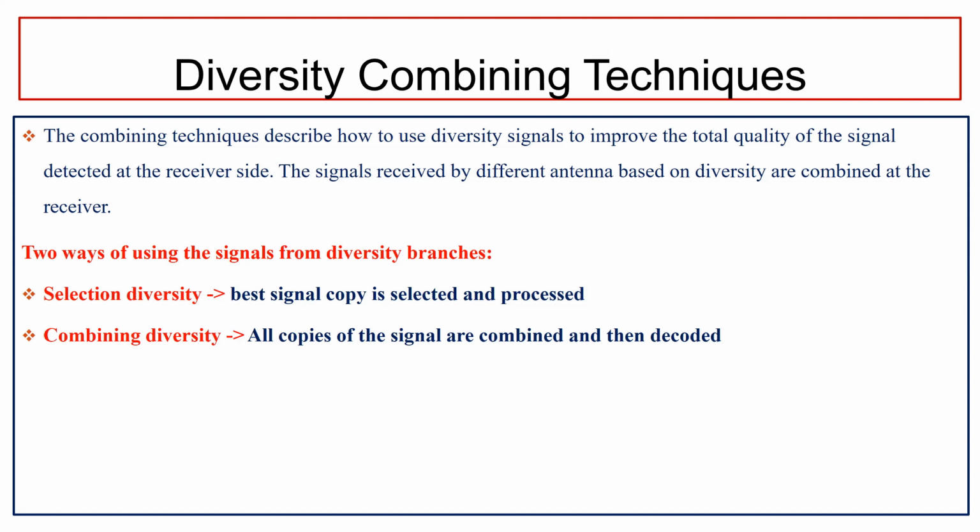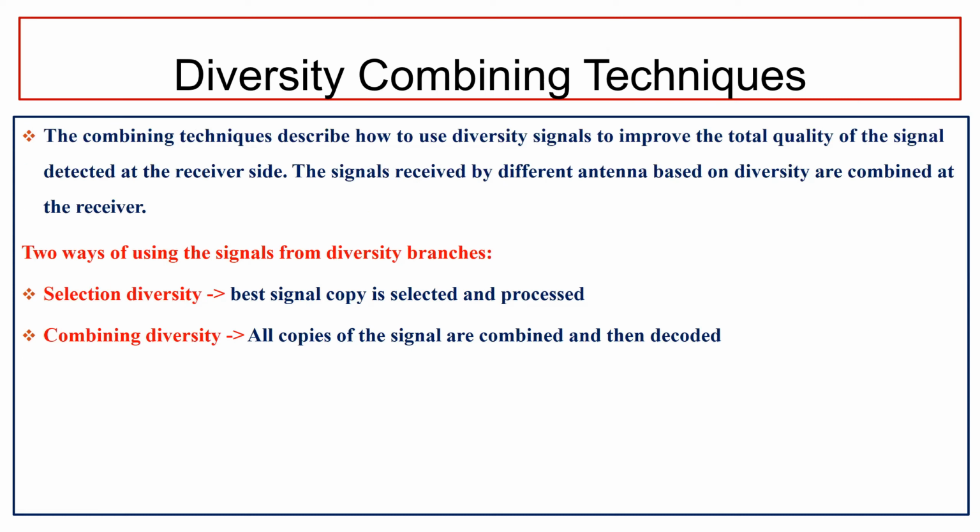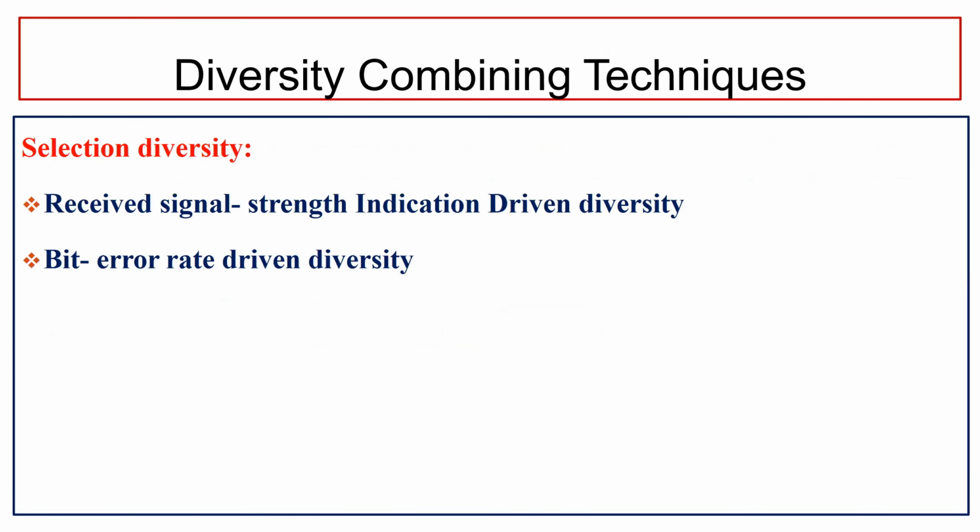If the signal levels at the antenna elements are identical, the combiner output SNR is larger than the SNR at a single antenna element. That also has to be focused on while discussing the combining diversity techniques. First one is the selection diversity. The selection diversity is more suitable for mobile radio applications because of its simple implementation.